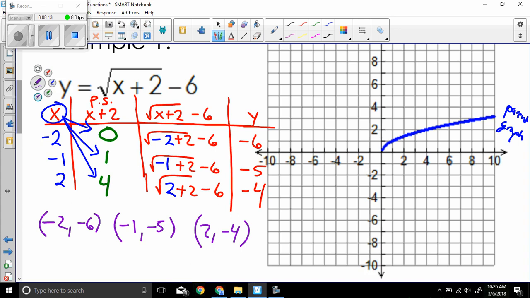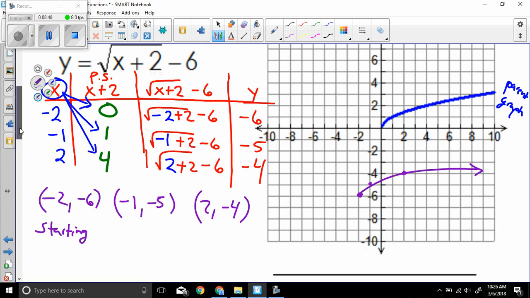And then I take these and I'm going to plot. So I have negative 2, negative 6. That would be this point down here. Then I have negative 1, negative 5, and 2, negative 4, sorry, excuse me. I know the terminal point is always going to be this first. This is the starting point. So I know it has to look like this blue graph here somehow. So I start down here and then I just draw it. And there we've created our very first real example.